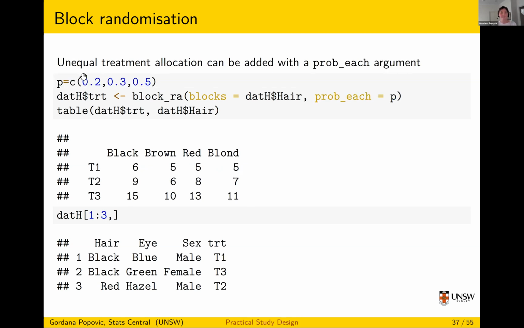Okay, we can do the same if we have unequal treatment numbers. So if we want more people in treatment 3, but fewer in 1 and 2, we just need to add a probability each statement to that, and then that will do that for us. Okay.